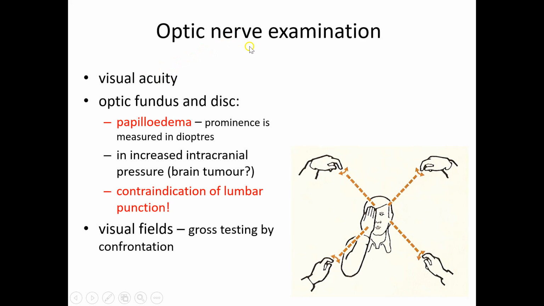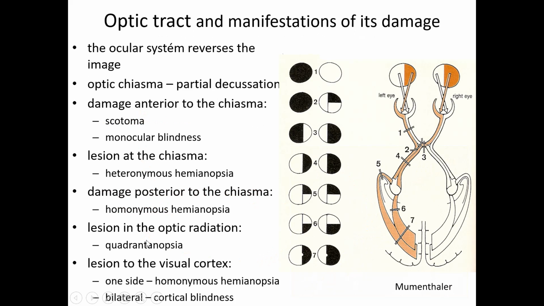What does optic nerve examination include? Visual acuity, optic fundus and disc, in which you can see papilledema, and visual fields. I will show you later. First, we will discuss simply the various and important manifestations of optic nerve damage, optic nerve and its posterior structure damage. From basic anatomy, you must know the ocular system reverses the images. The image that is produced is reversed ultimately at the occipital cortex.